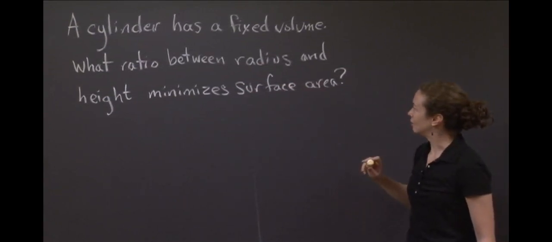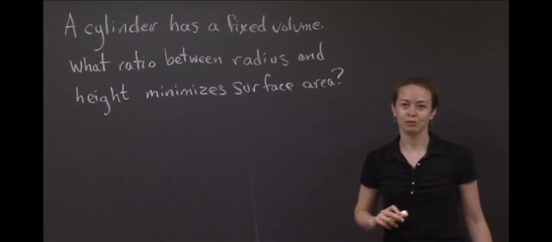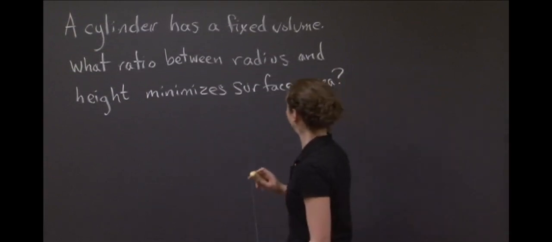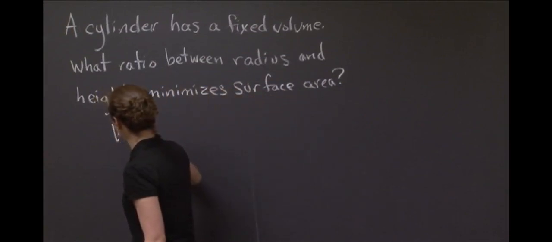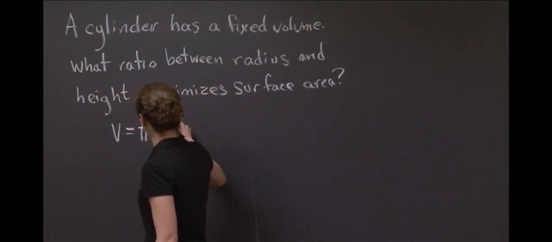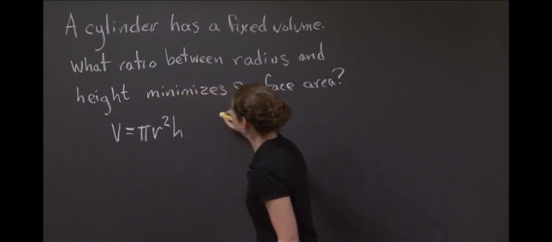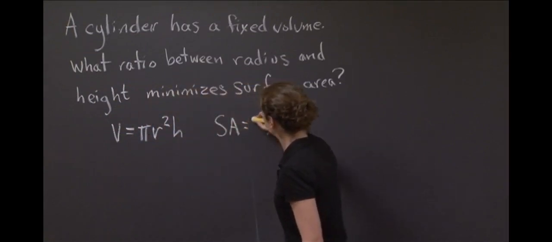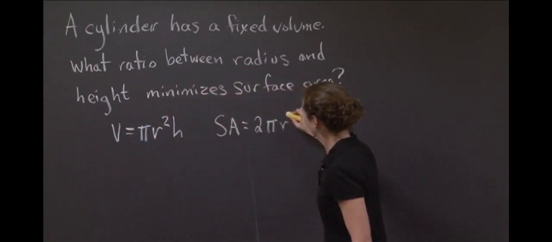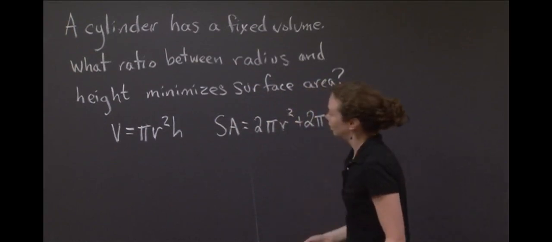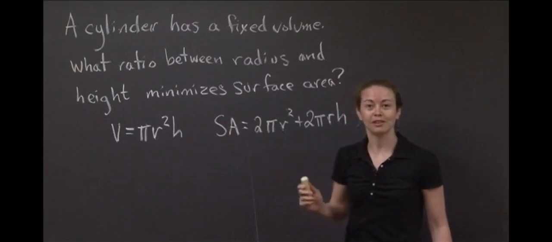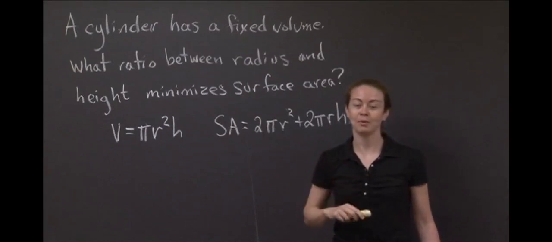Before I give you time to think about that, I'm going to remind you of the two formulas for volume and surface area of a cylinder. So volume of a cylinder is pi r squared h, and surface area is 2 pi r squared plus 2 pi r h. So with that information, I'll give you some time to work on this problem, and then I'll be back.